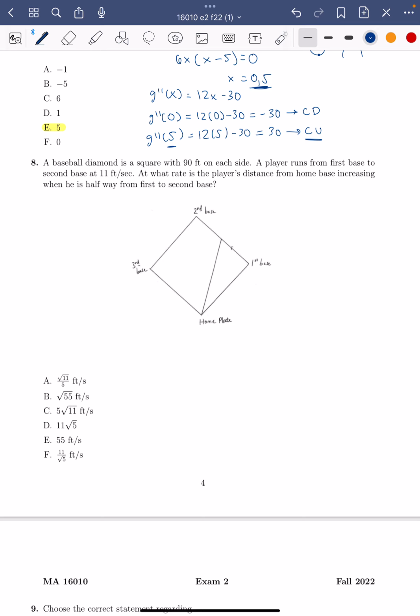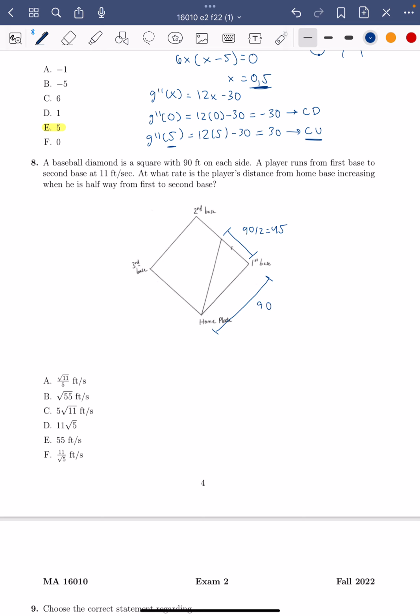So we were really lucky. They provided us this beautiful diagram. So let's go ahead and mark distances to make this a little bit easier to see. We can see that this distance right here is halfway between the two bases, that would be 90 divided by 2 equals 45. And this distance over here is the full distance, which is 90 because it's a square.